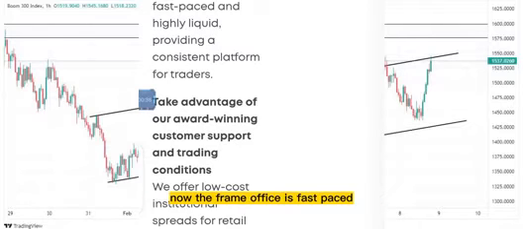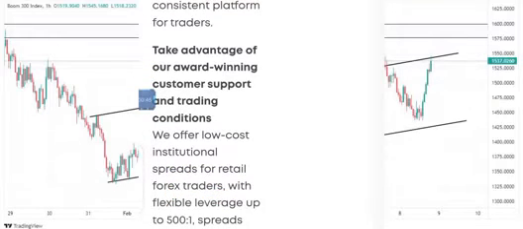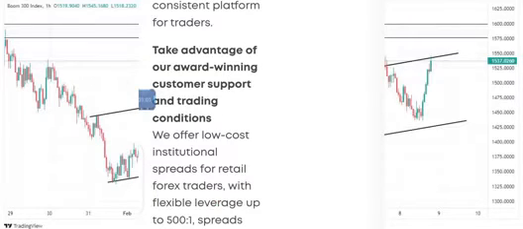Now the foreign market is fast paced. You want to go into something that is fast paced and highly liquid, providing a consistent platform for traders. Now take advantage of our award-winning customer support and trading condition, we offer low cost institutional spread for retail traders, and yes, with a leverage of 500 to 1.